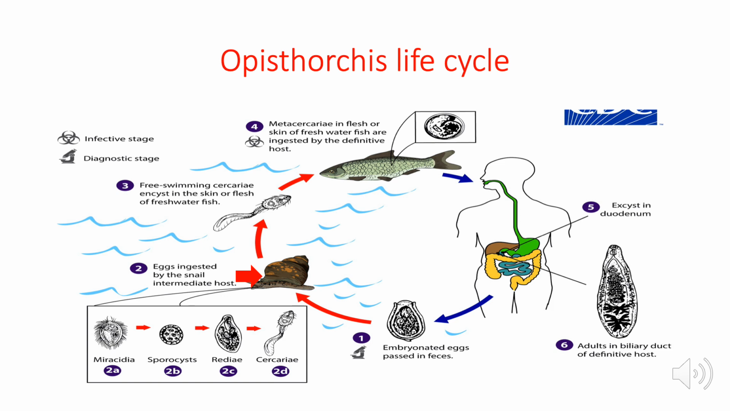The miracidium will be released inside the gut of the snail host, and the miracidium will become the sporocyst. The sporocyst will give rise to the rediae, and the rediae will produce the tailed stage, which is the cercaria. That's the one pointed by the red arrow.